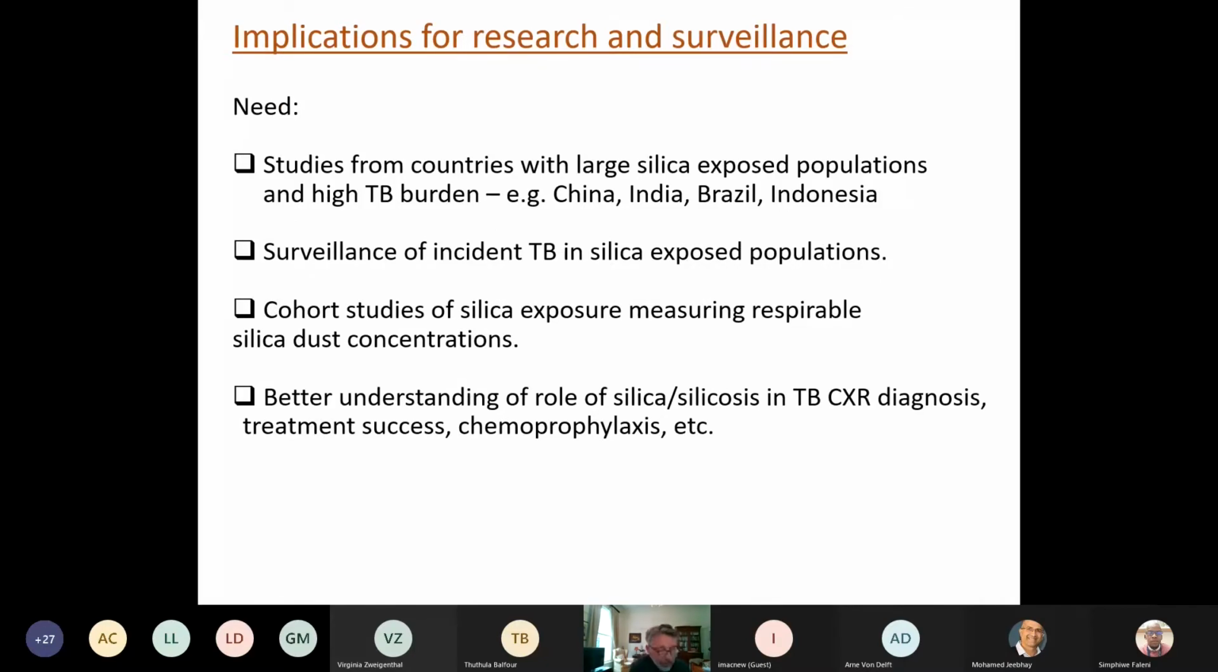Research: this is a heavily under-researched area. China, India, Brazil, and to a lesser extent Indonesia are missing in action, if I can say that. We need surveillance of incident TB in silica-exposed populations. That is now happening in our mining industry. I'm not sure about anywhere else in the world. Specific surveillance, and cohort studies of silica exposure, measuring respirable silica dust concentrations, and also a better understanding of the role of silica and silicosis in radiological diagnosis, treatment success, and chemoprophylaxis of tuberculosis in silica-exposed worker populations.